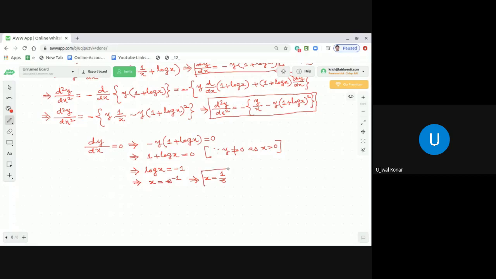Now at x equal to 1 by e, whether the function is having maximum value or minimum value, for that what you need to do? We need to find the value of d2y dx2 at x equal to 1 by e. So we find d2y dx2 at x equal to 1 by e. What we are going to find that value, dear students? So minus y by x.